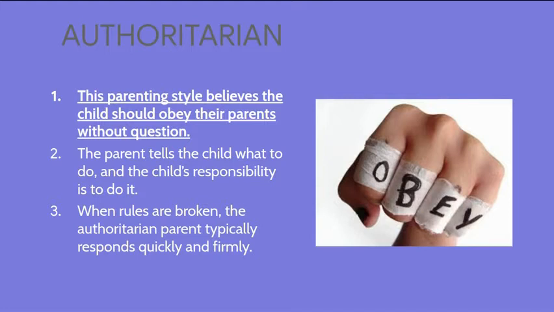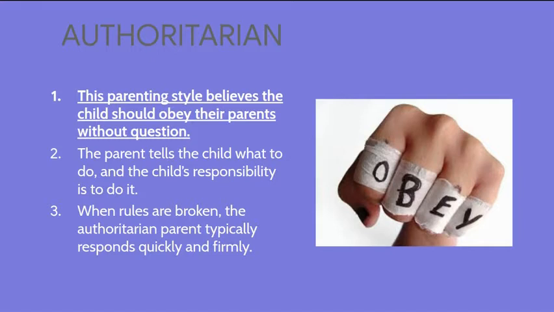So the first one we're going to look at is the authoritarian style. This parenting style believes that children should obey their parents without question. It's very much my way or the highway. You just do what I say when I tell you to do it, and you don't question me about it. If it doesn't make sense to you, it doesn't matter. You just do what I say. The parent tells the child what to do. The child's responsibility is to just do it.